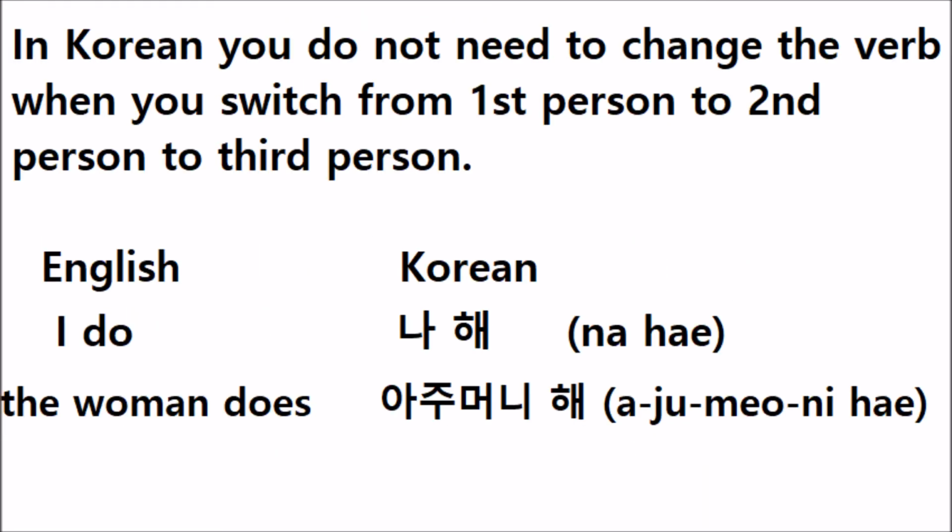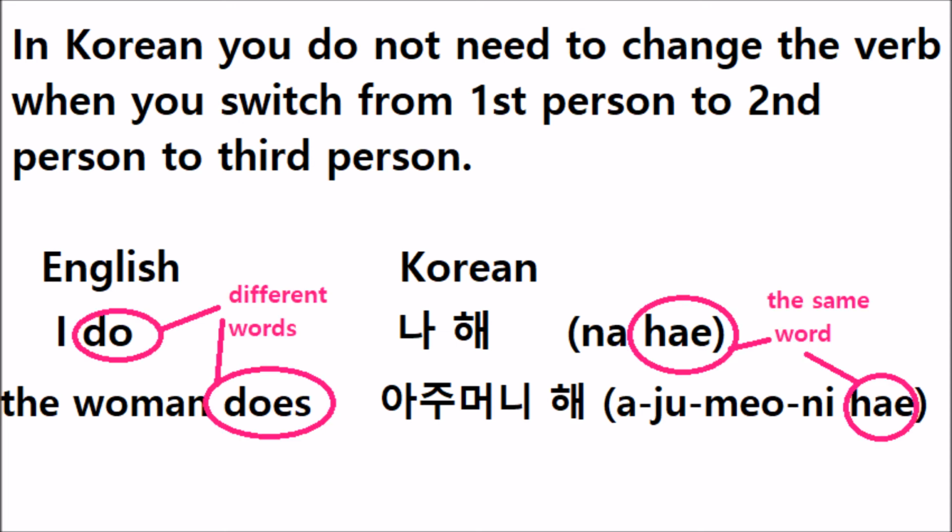Now, moving on, what's great about Korean is that you don't have to conjugate your verbs as you switch from first person to second person to third person like we do in English. You know how we say I do, the woman does. We change our verbs, but Korean does not. We can use the same three versions of do no matter whether we are speaking in first person, second person, third person, singular, or plural.